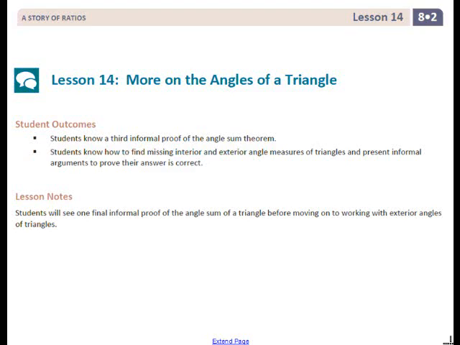This is Mrs. Zappia with Lesson 14, More on the Angles of a Triangle, from Module 2 in Grade 8. Student outcomes for this lesson. Students know a third informal proof of the angle sum theorem.